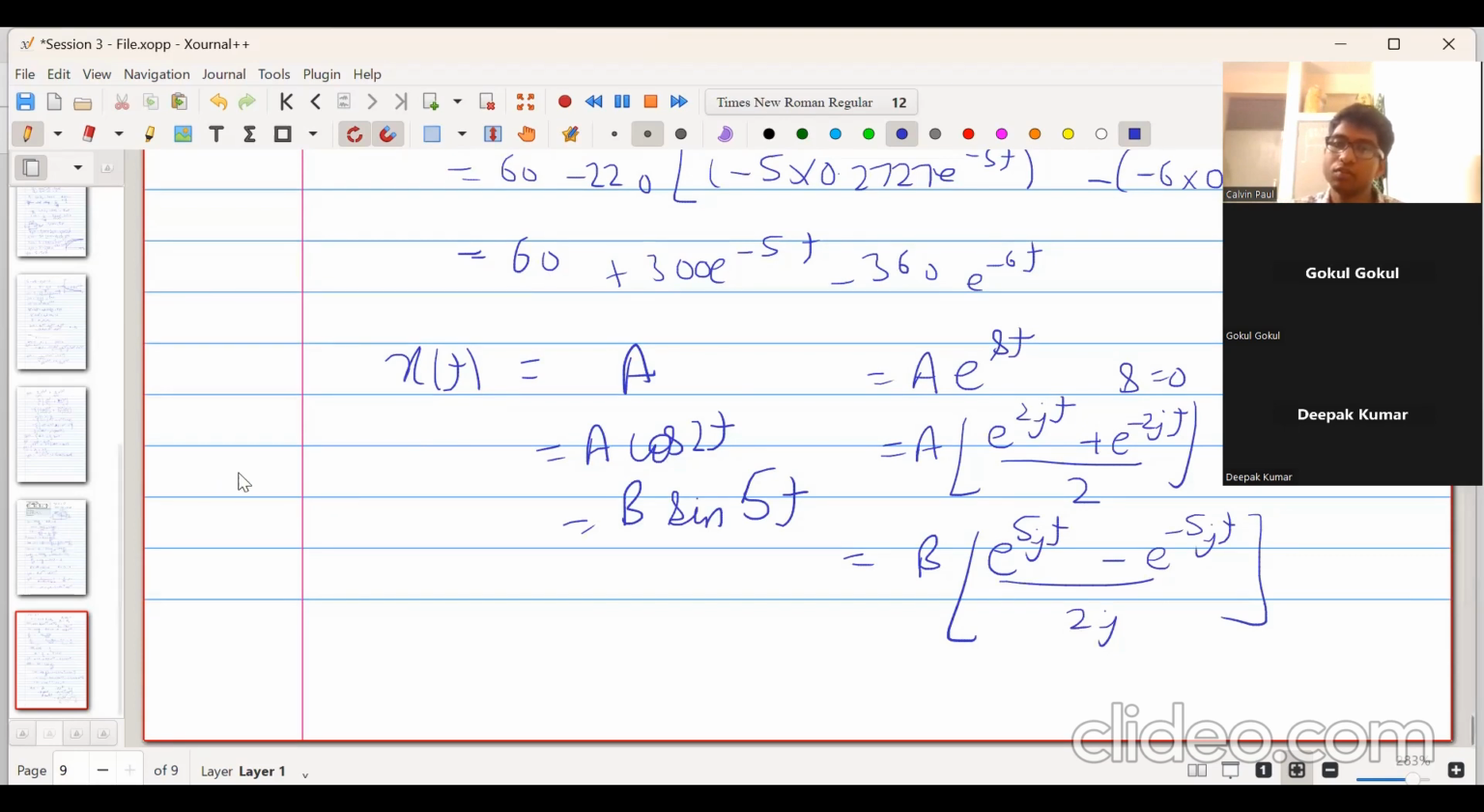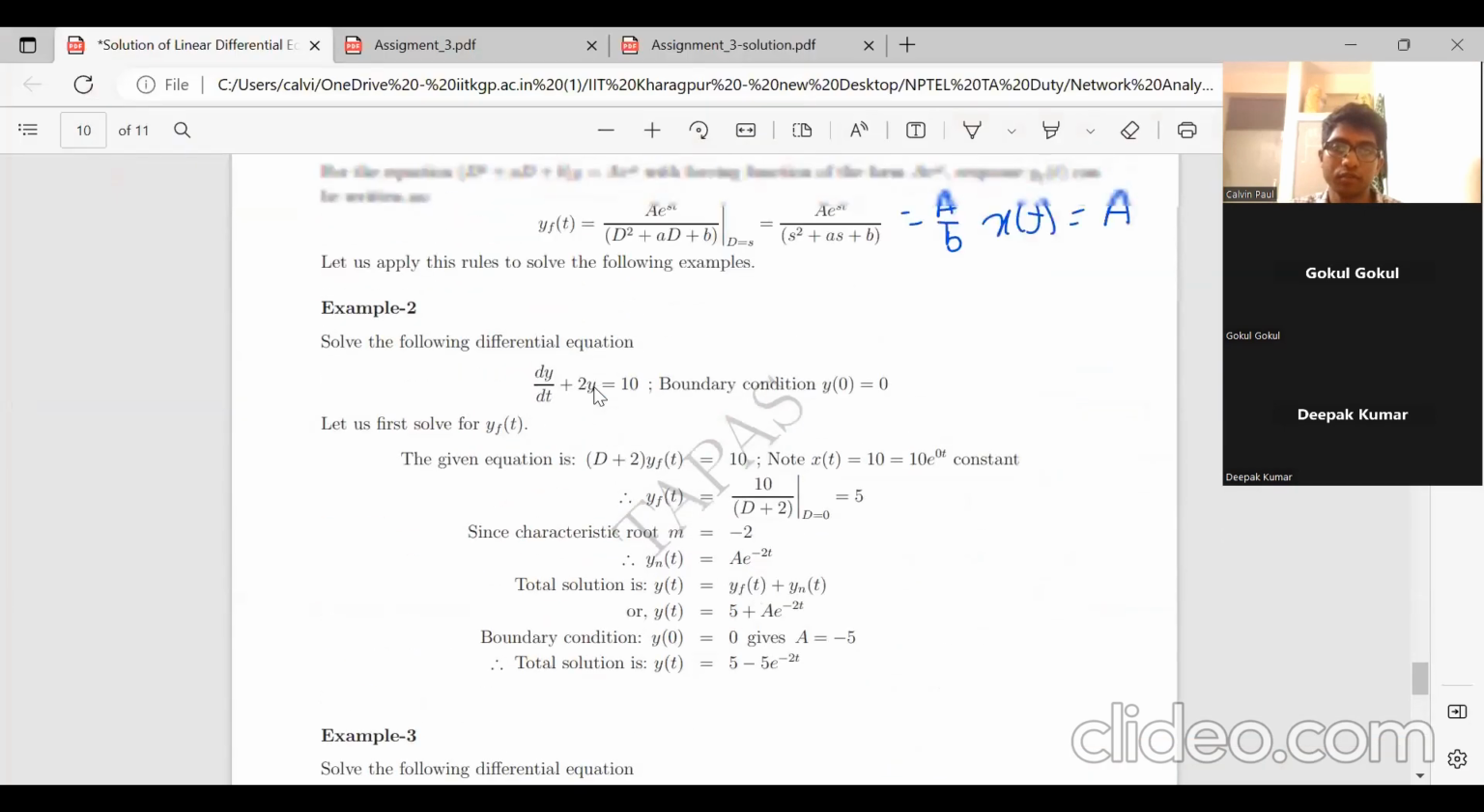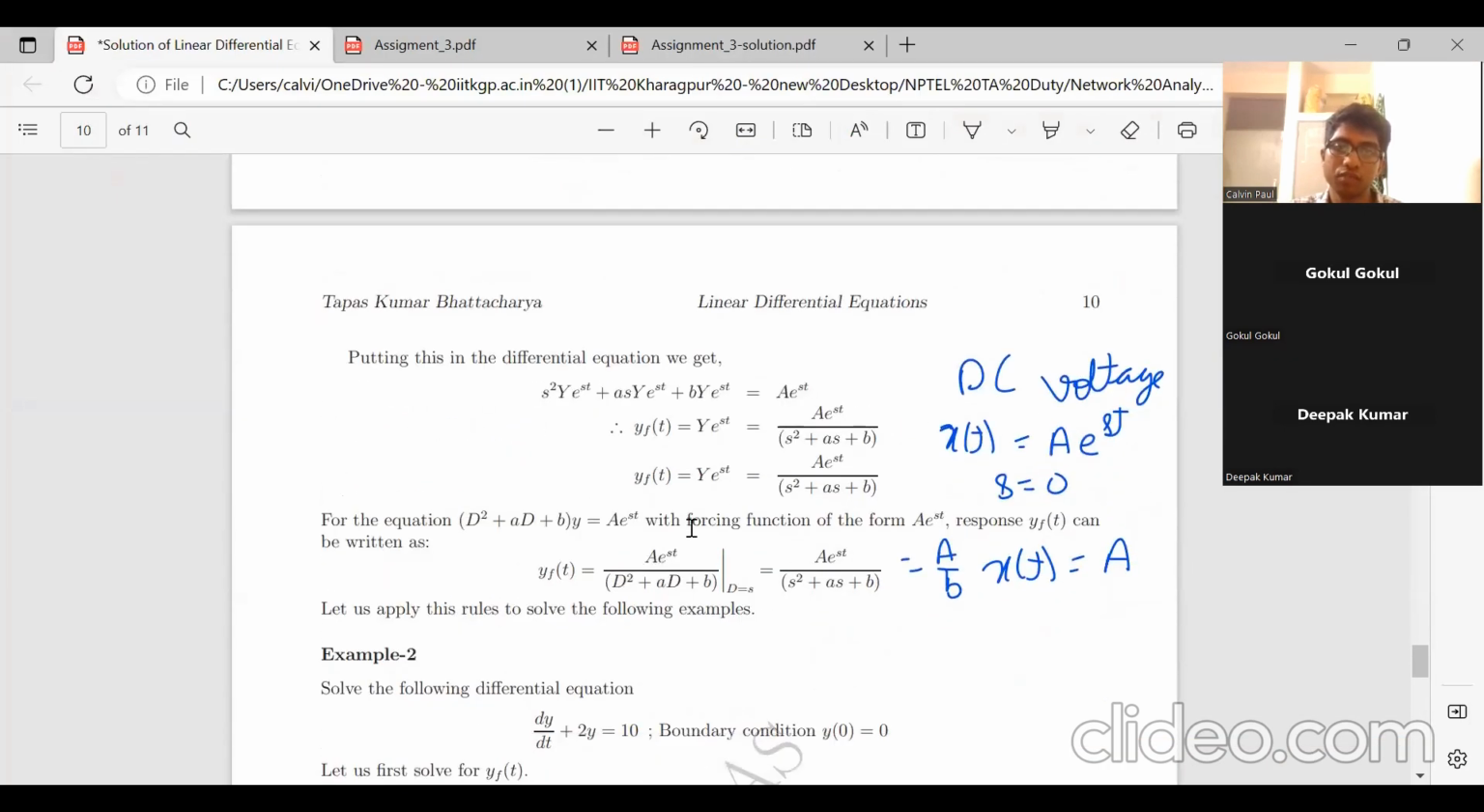Then we write it in this format, and whatever the forcing function is, written in terms of a into e to the power st, we substitute the value of s, we put d equal to s, and then we get the response due to the forcing function, the forced response of the system.